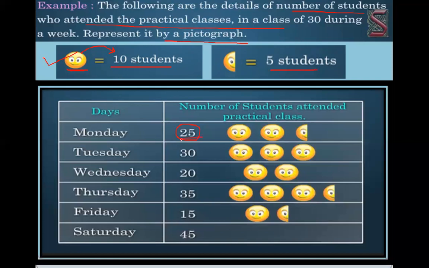So I need to represent 25. What I have to do is, one smiley is representing 10, so I have to make 2 smileys to represent it, because one smiley is representing 10, and the second smiley is also 10, and the half smiley is representing the 5 students.